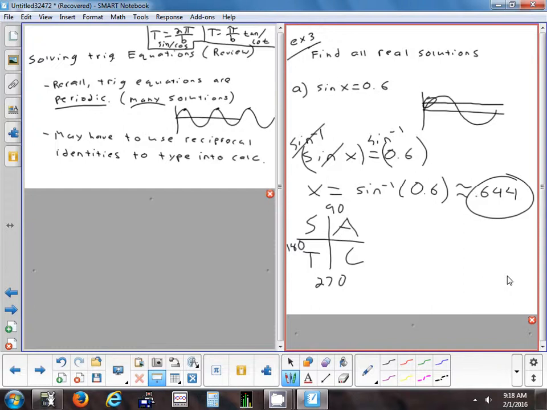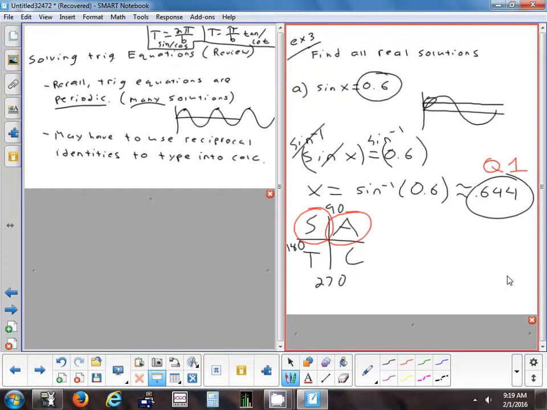All right, so what that's going to do is help us narrow down where the second answer would have to be. 0.6. What kind of number is that? Positive or negative? Positive. Okay, so we know there's 2 places where we're going to get an answer. One answer is in quadrant 1. The other answer, quadrant 2. That answer is quadrant 1.